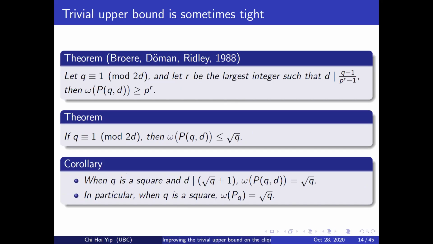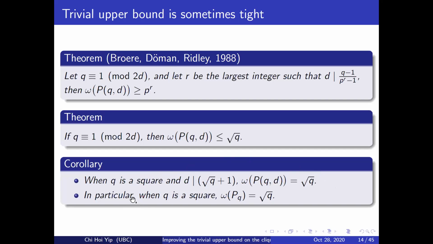Okay, and next I would like to show that the trivial upper bound is sometimes tight. Recall that we have this theorem on the lower bound, and root Q is the trivial upper bound. It turned out that in this special case where Q is a square and d divides root Q plus 1, this lower bound theorem says that the clique number is at least root Q. But this upper bound theorem says that the clique number is at most root Q. So that means in this case, the clique number must be exactly root Q.